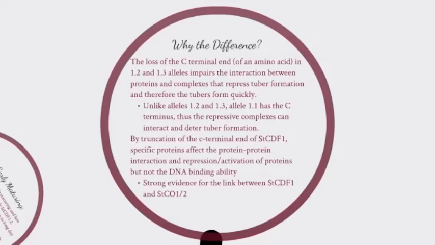The experimenters concluded that the loss of the C-terminal end in the 1.2 and 1.3 alleles impairs the interaction between proteins and complexes that repress tuber formation, and therefore the tubers form quickly. Unlike alleles 1.2 and 1.3, allele 1.1 has the C terminus. Thus, the repressive complexes can interact and deter tuber formation.